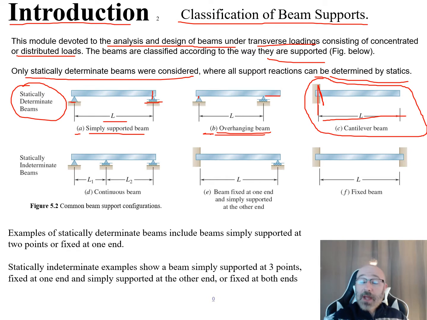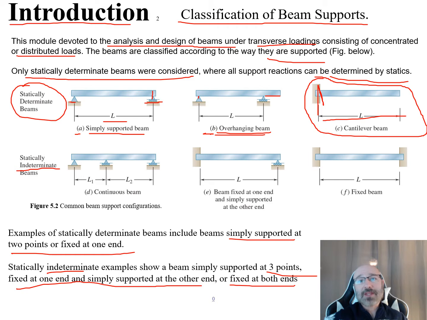and then you have the total length of the beam, your L. But now if we move on to statically indeterminate beams, we have a couple different examples. Examples of statically determinate beams that we saw before include the simply supported and two fixed at one end, whereas statically indeterminate examples show a beam simply supported at 3 points, fixed at one end and simply supported at the other end, or fixed at both ends. So that's why it's statically indeterminate, because we aren't necessarily able to determine all these support reactions with just our statics.